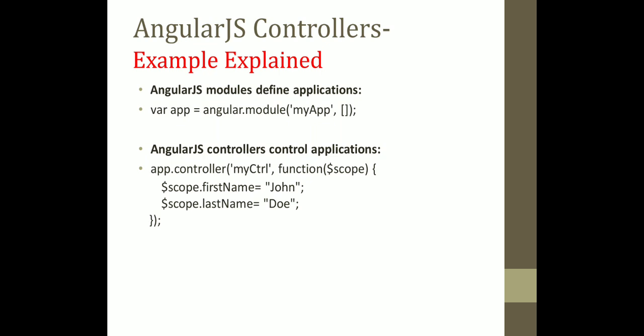We are calling app.controller, and the first parameter should be the name of the controller, and the second parameter should be the function, which is followed by the scope parameter. The controller function includes the scope parameter, which will be injected by the AngularJS framework. So this is all about AngularJS controllers.